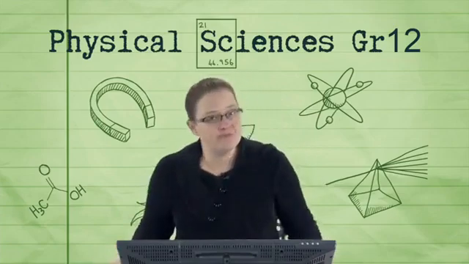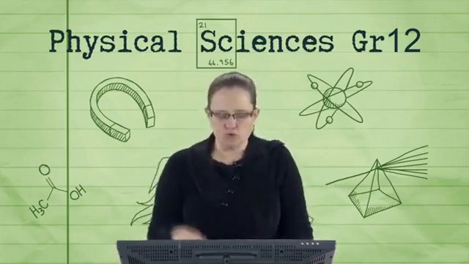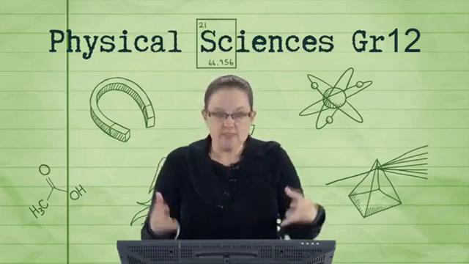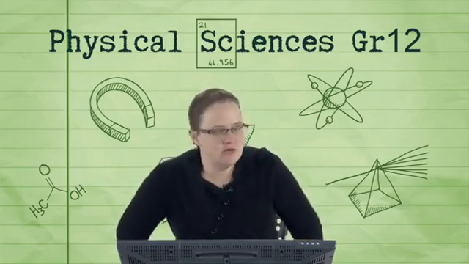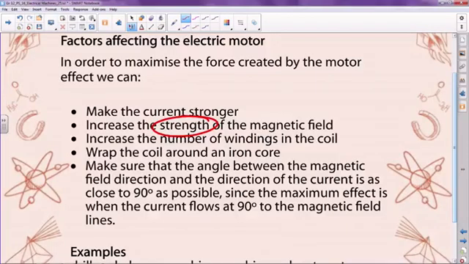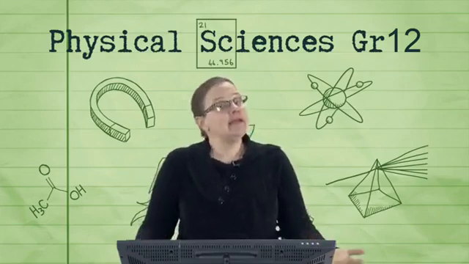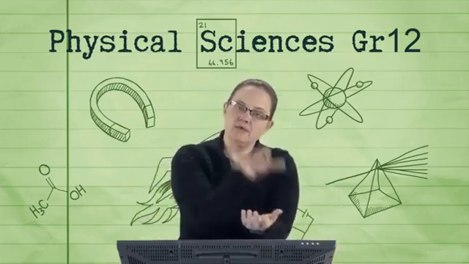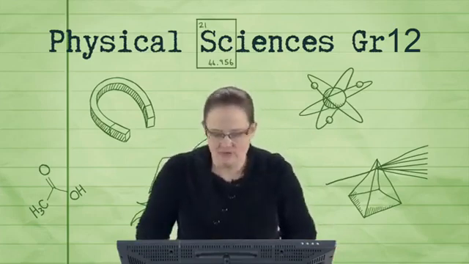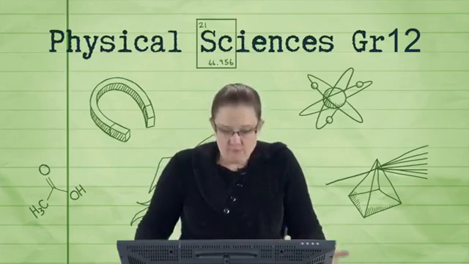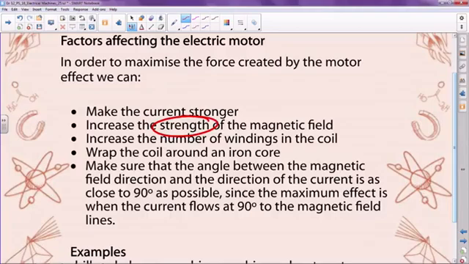We can increase the strength of the magnetic field. Please be careful here, grade 12s. You can't write in your books or in your answers, use a bigger magnet. Bigger magnets aren't necessarily stronger. You need to use a stronger magnet. You can increase the number of windings. In other words, put more coil, more wire inside the magnetic field. Okay? You could wrap the coil around an iron core. That creates an electromagnet, that increases the magnetic field strength. You could also make sure that the angle between the magnetic field direction and the direction of the current is as close to 90 degrees as possible.